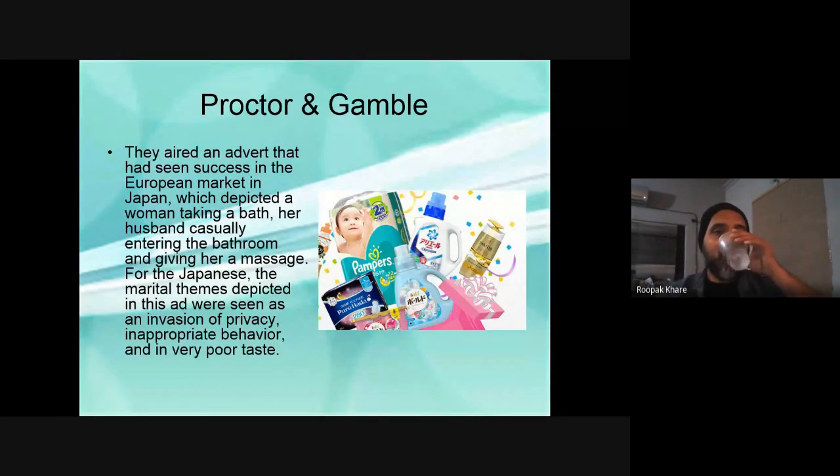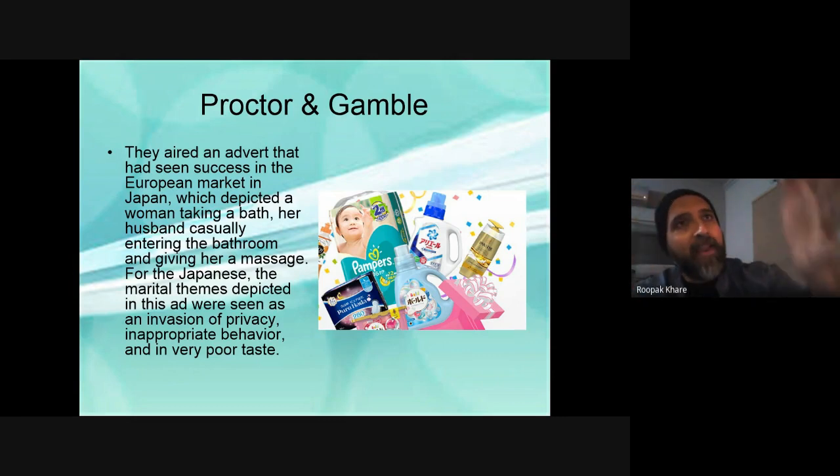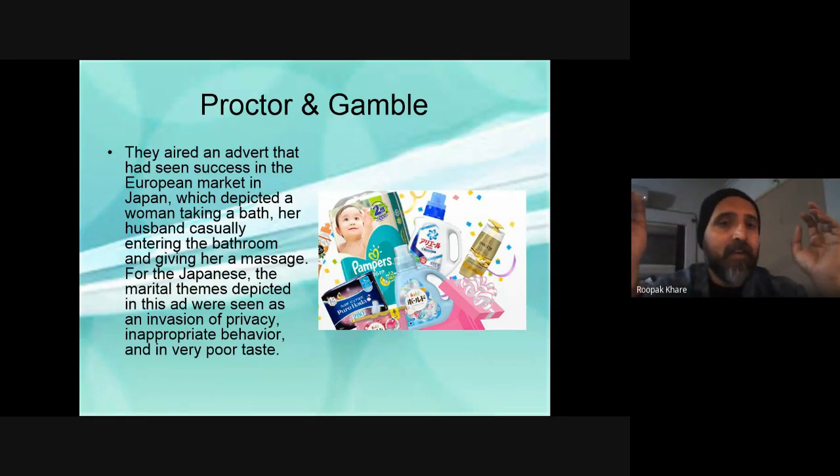Procter and Gamble. In short, here in India and I believe the world over, they are known as P&G. So they aired an advertisement in the European market, right? And the same advertisement was remade in the same way but with different artists in Japan, and presented on television. What was there in that advertisement?